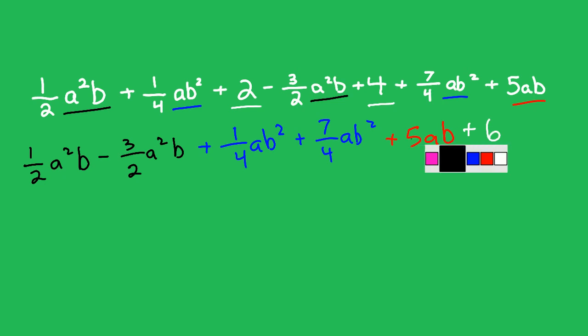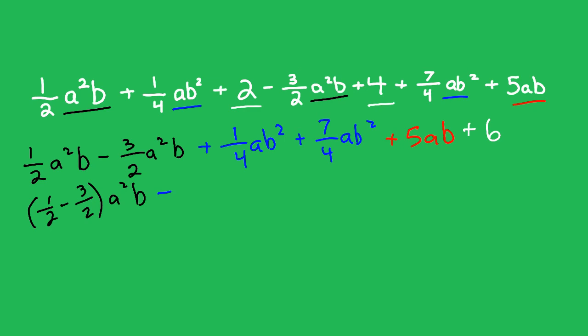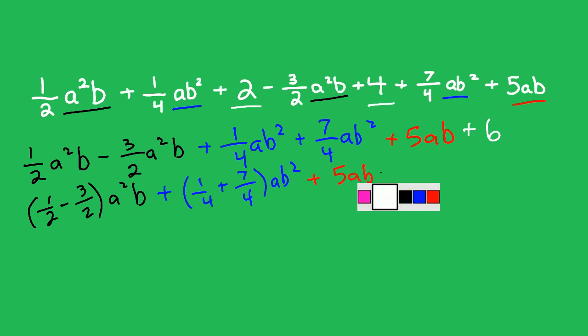So now we combine these like terms. So just add together coefficients. 1/2 minus 3/2, and then we multiply that by a squared b, and then we do quantity 1/4 plus 7/4 times ab squared, and then throw these down here, 5ab plus 6.